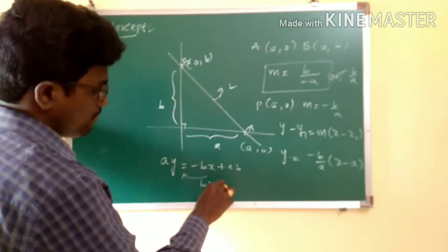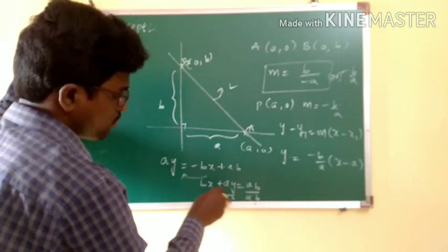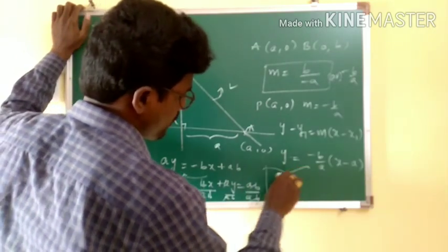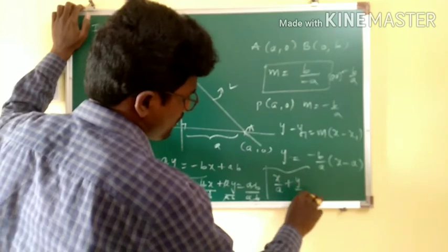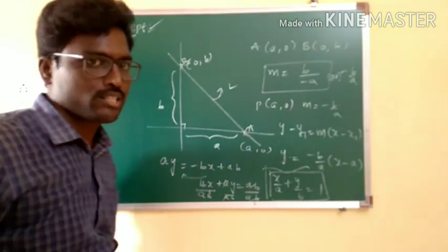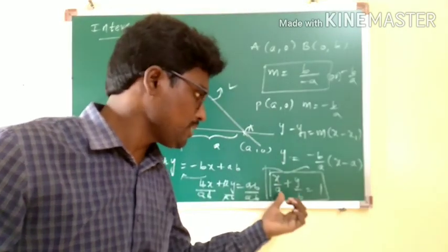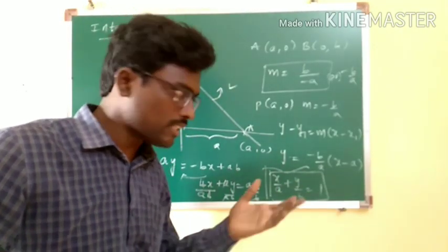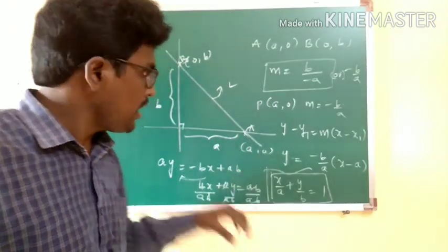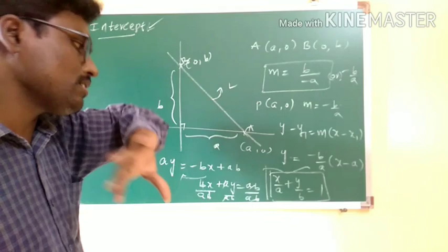Transpose this side. bx plus ay is equal to ab. Dividing by ab both the sides to get a standard formula, b gets cancelled, a gets cancelled, ab gets cancelled. So what are you getting? x by a plus y by b is equal to 1 as the standard formula. What for? Intercept form. What is intercept form of the straight line? x by a plus y by b is equal to 1. What is x-intercept? a, and y-intercept b. Nothing but this line is going to cut the x-axis at the point (a, 0) and the y-axis at the point (0, b). You have to remember this in many manners.